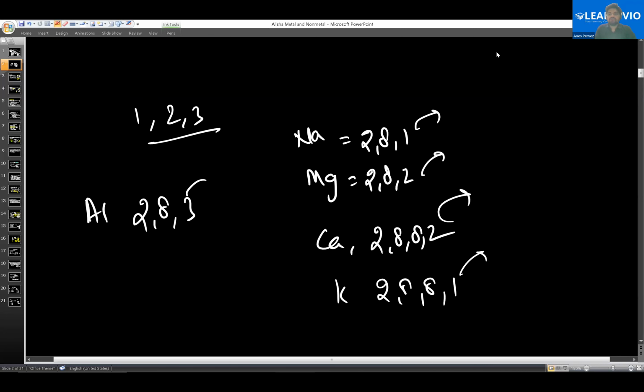Okay, understood. So we will simply say that metals are those elements that have 1 or 2 or 3 electrons in their outermost shell. So we'll do a question here.